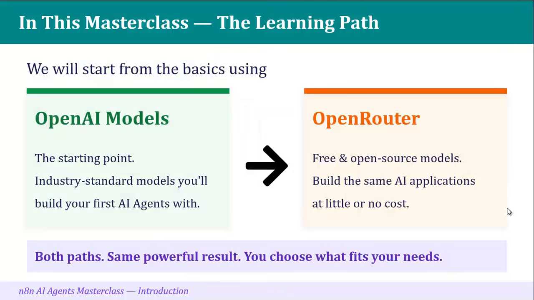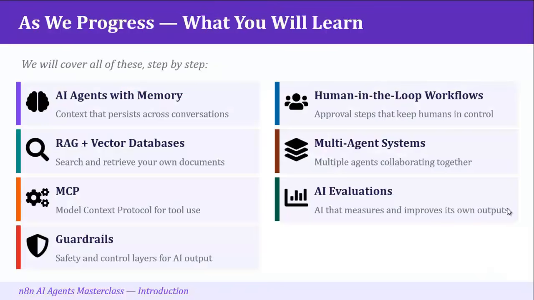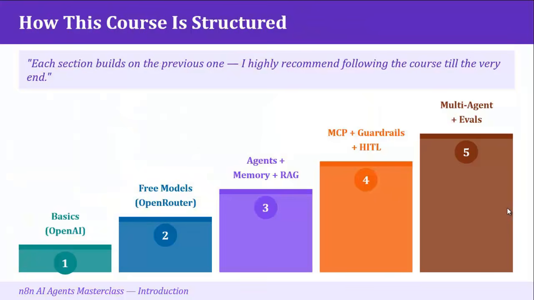In this masterclass, we will start from the basics using OpenAI models and then explore how to build similar AI applications using free models through OpenRouter. As we progress, we will learn AI agents with memory, RAG, vector databases, MCP, Guardrails, human in the loop, multi-agent systems, and AI evaluation, where we will understand how AI systems can automatically evaluate, measure, and improve the quality of their own outputs. Each section builds on the previous one, so I highly recommend following the course till the very end. So let's get started. Let's jump to n8n.